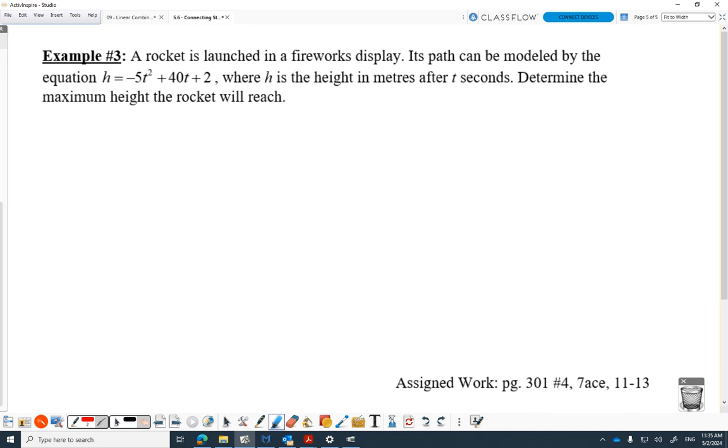A model rocket is launched in a fireworks display. Its path can be modeled by this equation. It's on Earth, so -5. Its initial velocity is 40, and its initial height is 2. You don't need to know all that yet, but this is the equation. This is what they use to figure out how far the home runs go at the Blue Jays game. Its path can be modeled by, where h is height in meters after 2 seconds. Determine the maximum height the rocket will reach. Maximum is correct this time.